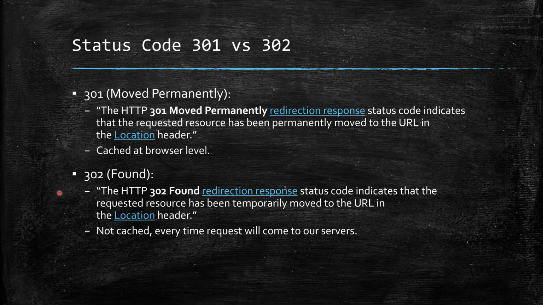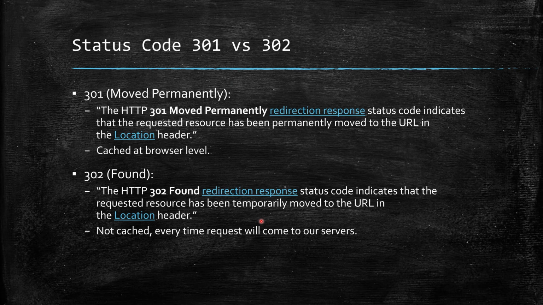Next status code is 302, which means found. So I'll read through the official documentation. The HTTP 302 found redirection response status code indicates that the requested resource has been temporarily moved to the URL in the location header. So the main difference is here. The temporary keyword is the main difference here. Here, what we say is do not cache. So we are basically saying to the browser that, hey, do not cache this particular redirection.